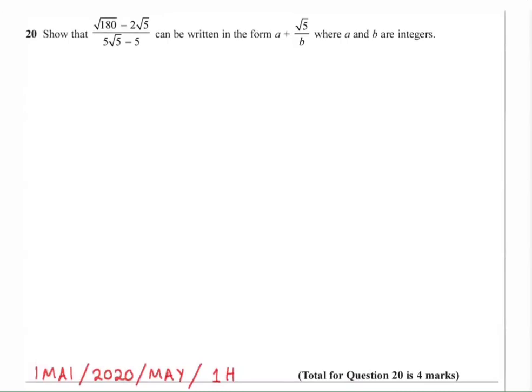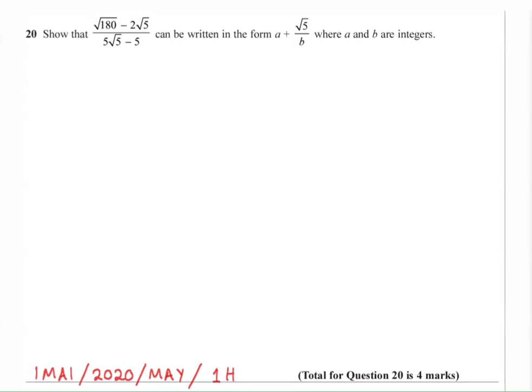Hello and welcome. Today I am going to be going through this question with us. This is question number 20 from the 2020 May exam, paper 1H, the GCSE.